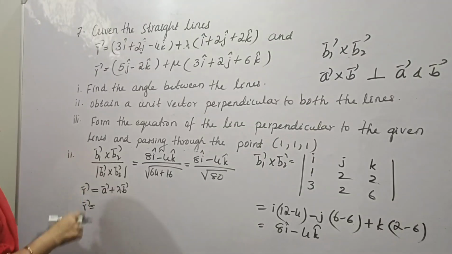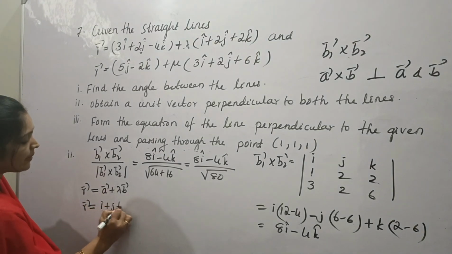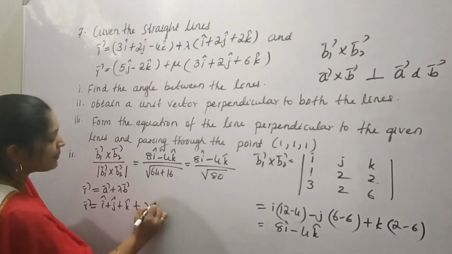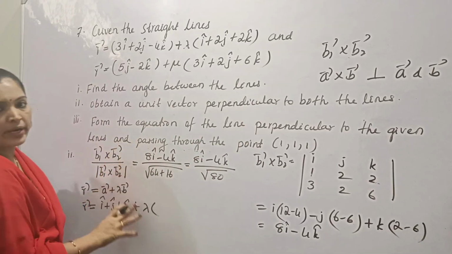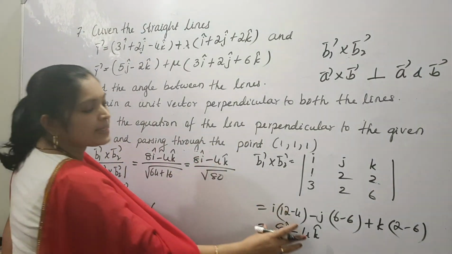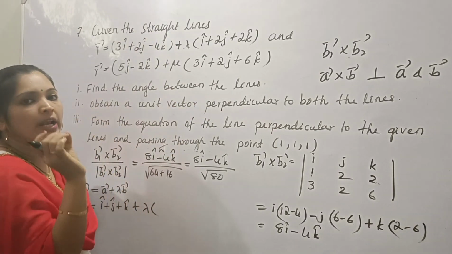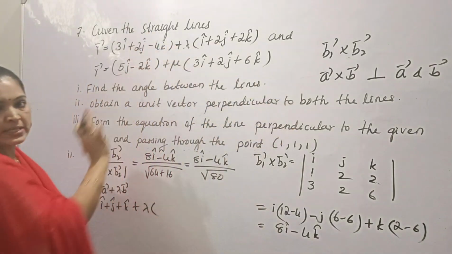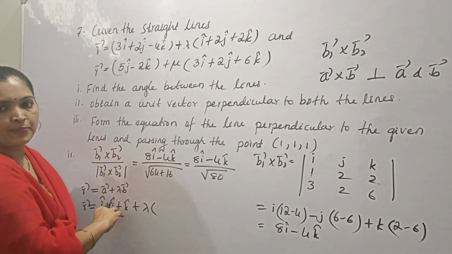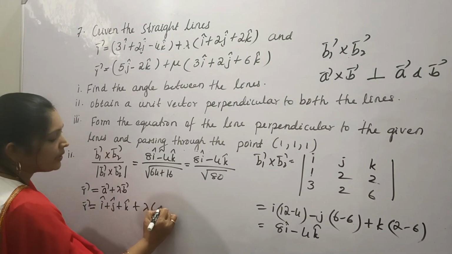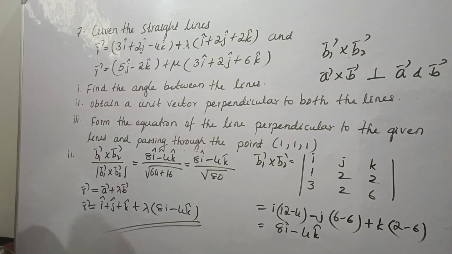Therefore the required line is vector r equals i plus j plus k plus lambda into 8i minus 4k. This vector is parallel to the required line, because it is the vector perpendicular to both of these lines. We have to find the equation of a line perpendicular to both of these lines, so this vector is parallel to the required line. It is the required equation of the line.